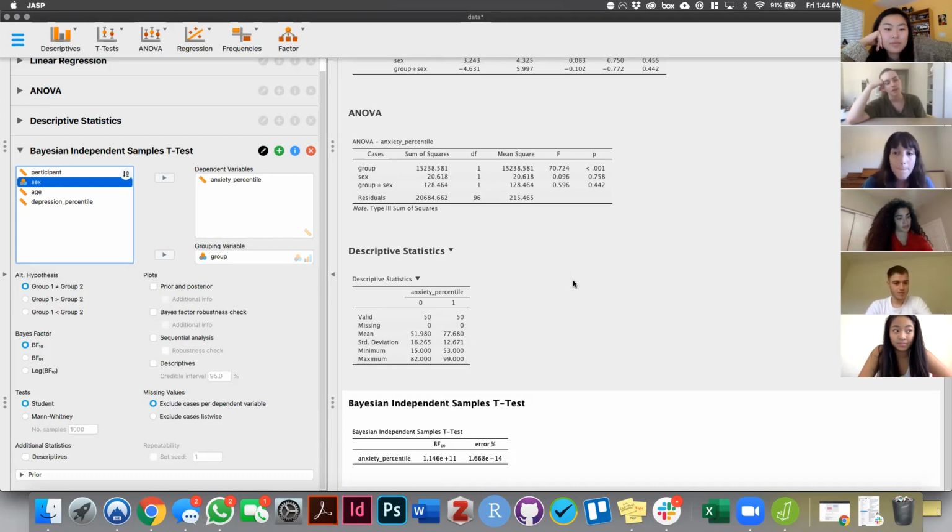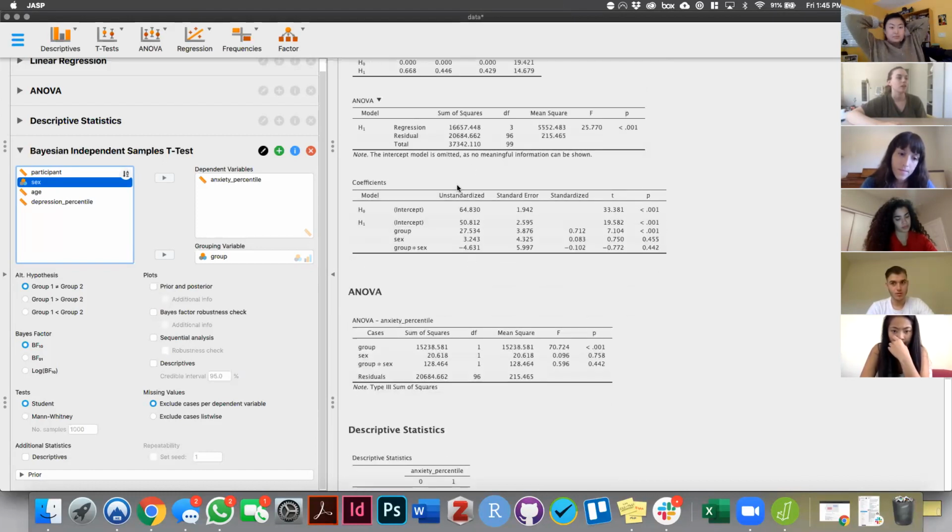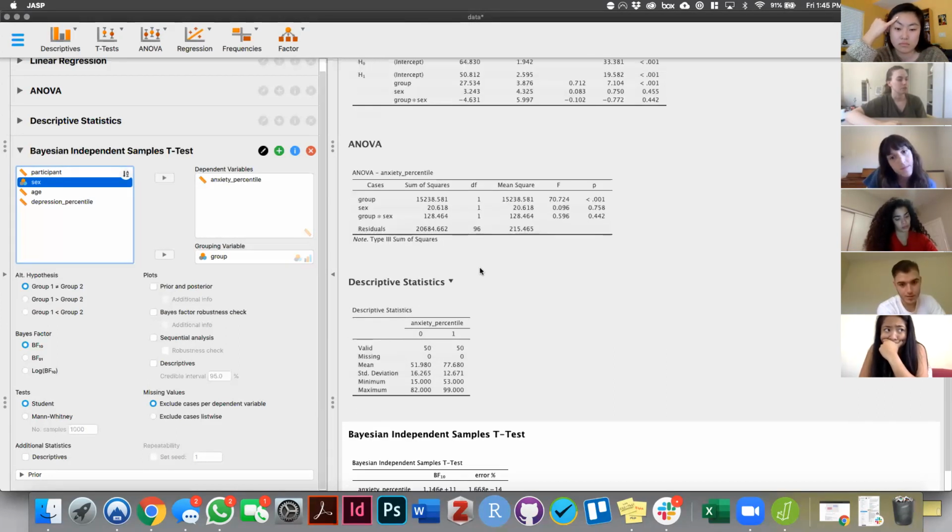Mm-hmm. So really what you're looking for is your test statistic, which is your F or your T or your beta weight in a regression. A beta is like the slope of the line that you're calculating. And then your p-value. You don't really need to know a lot of what this other stuff means. This is more like what goes into the calculation of your test statistic and your p-value.